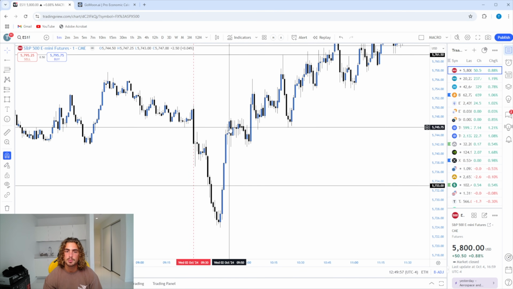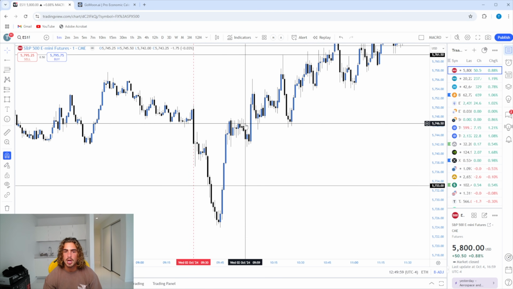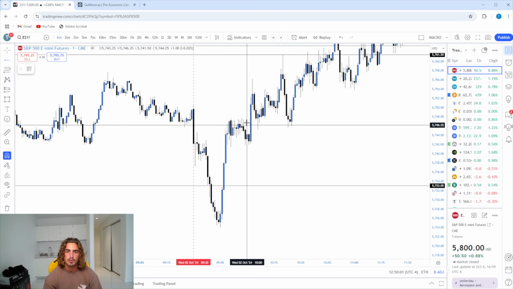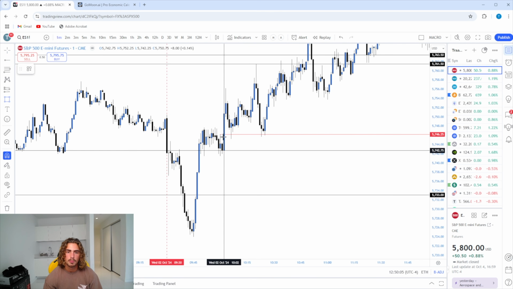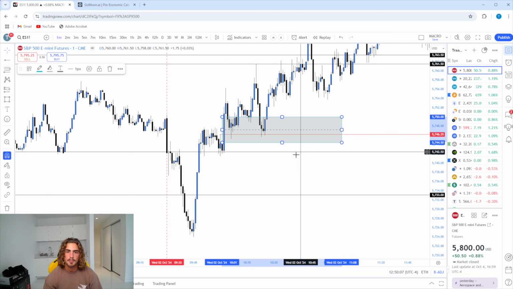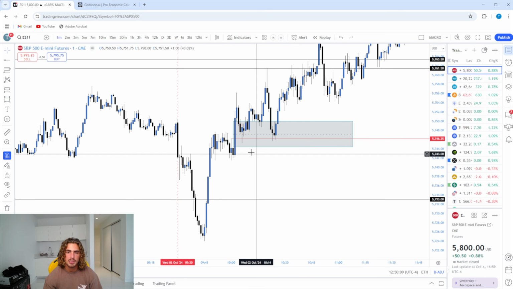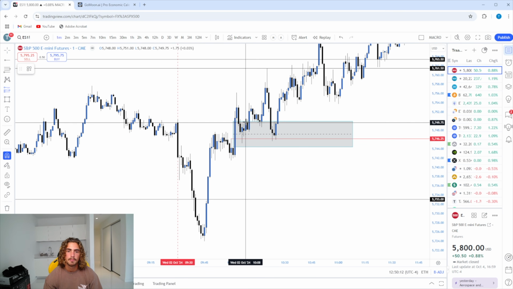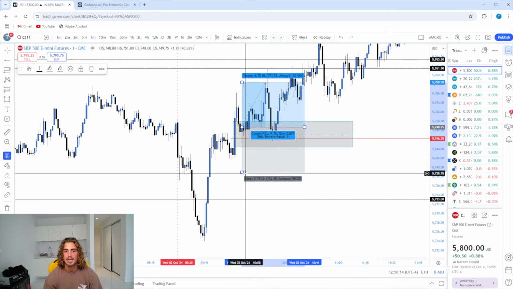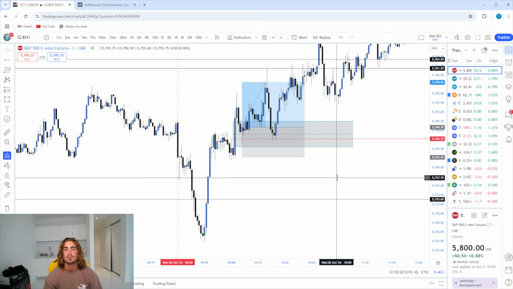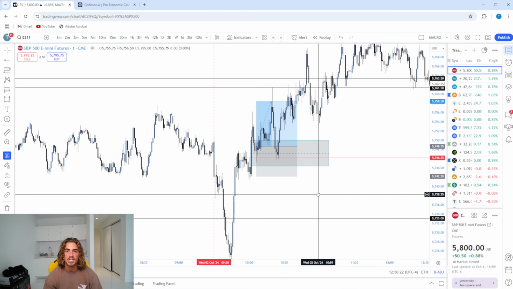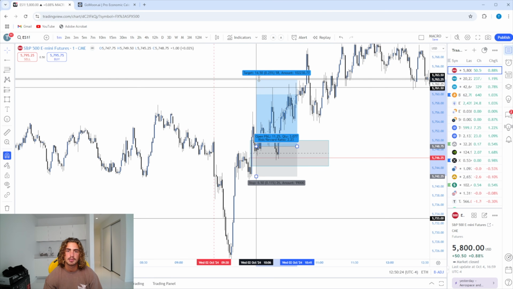That glorious move up. Okay, and then we chop around for a little bit, but then what happens? We get a 1 minute break of structure right here. Then what happens? Oh, what's that? Little imbalance gets filled. We see buy orders come out of it. What do I do when I see buy orders coming out of a fair value gap after a break of structure, after we confirm that liquidity has been swept? We go long.